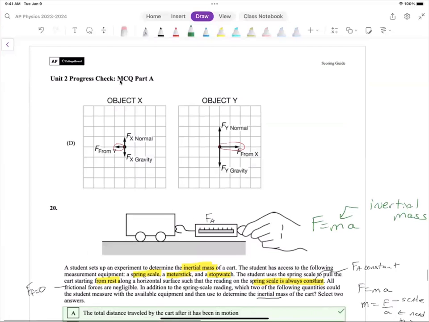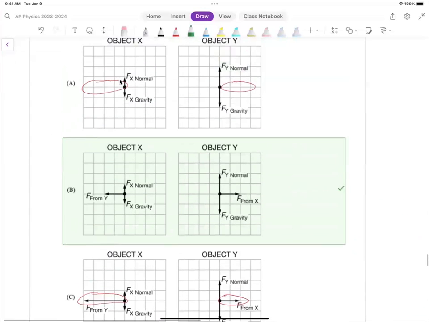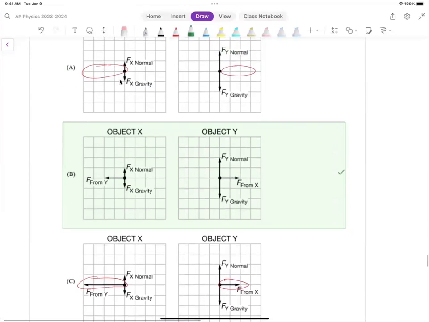D might be the one most people want, whichever one is bigger, I can't remember. But anyway, it shows that the force from X is larger and the force from Y is smaller, but the normal and gravity are correctly drawn. If I go to the correct answer, you'll notice that not only are my forces of gravity correctly drawn and consequently the normal forces, with Y having a larger mass, but the force from X and the force from Y on each other are equal in magnitude, opposite in direction.